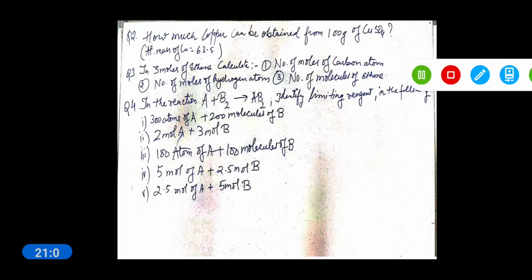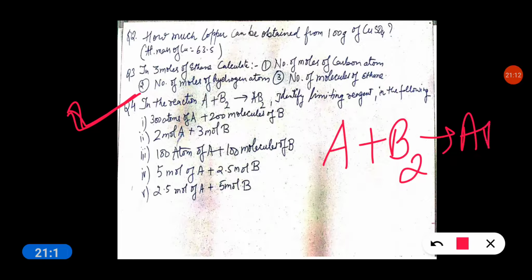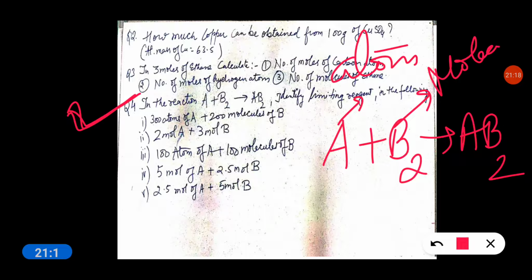Now, a very important question by which you can clear your concept of limiting reagent is question number 4. In the reaction, A plus B2 gives AB2, A is an atom and B2 is a molecule. So you have to identify the limiting reagent in every case.